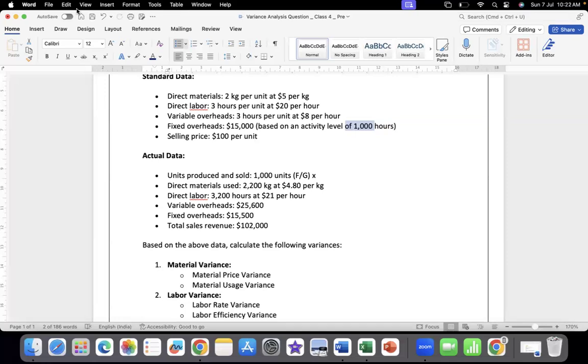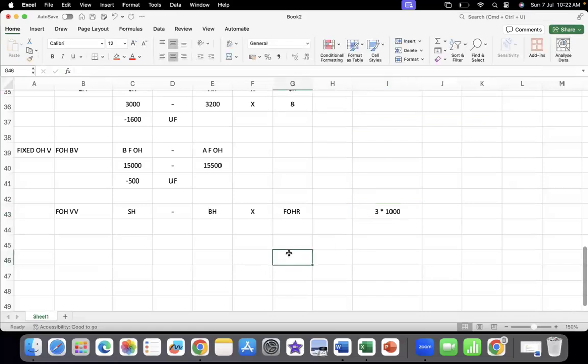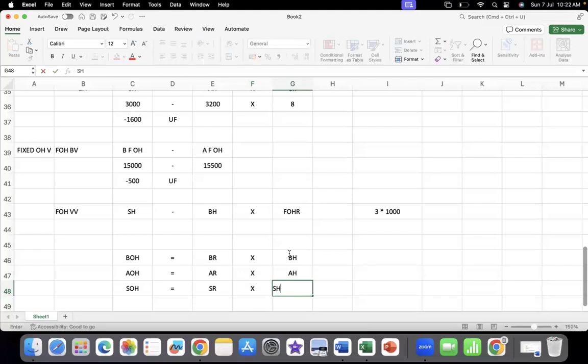Can you tell me what the budgeted hours are now? There is a difference between standard hours and budgeted hours. This is only for the fixed overhead. What I mean by that is, for fixed overheads you need three things: budgeted overheads, actual overheads, and standard overheads. The budgeted overheads would be the budgeted rate into the budgeted hours, actual rate into actual hours, and standard rate into standard hours.